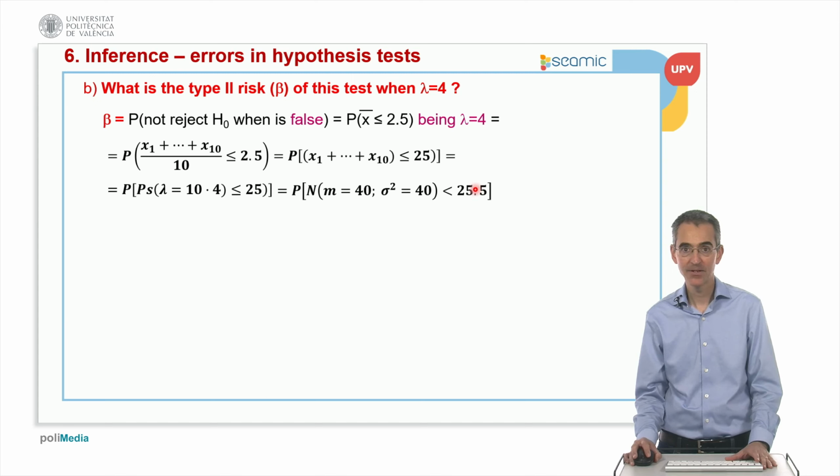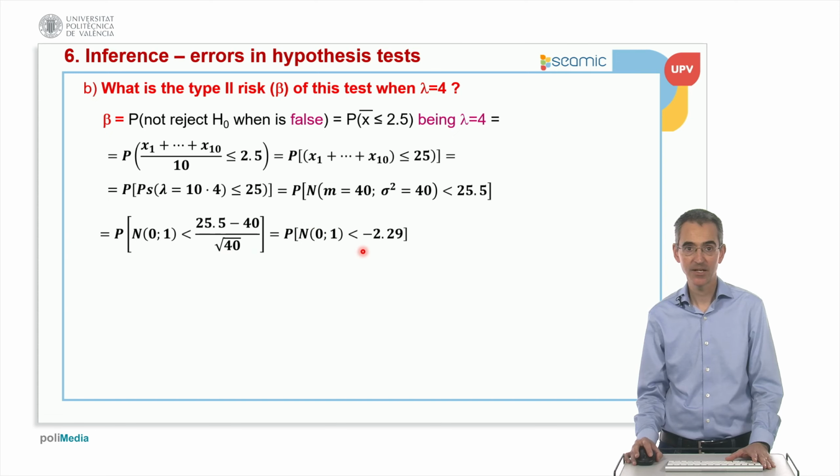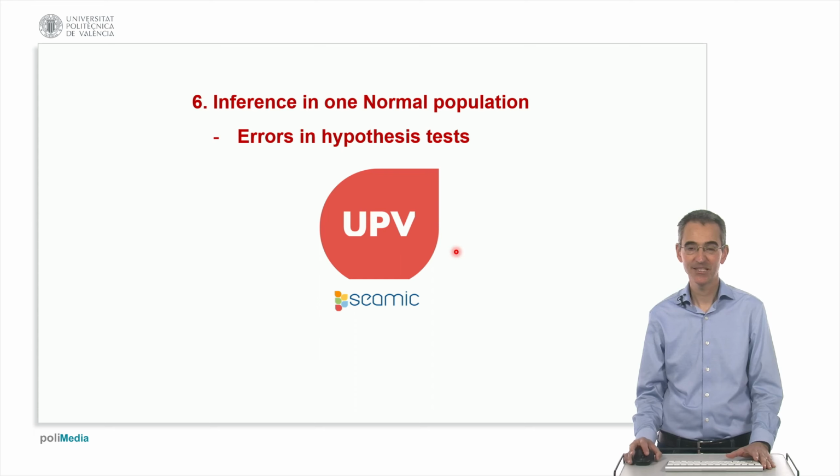We add 0.5 here as a continuity correction because this discrete distribution is approximated by a continuous distribution. The rule of the approximation is also included in the math tables. This was explained in a video on the formulas of the normal distribution. So the average is 40 and the variance is 40. Then we standardize: we subtract the mean, divide by the standard deviation, and look this value up in the standard normal table, and finally we have the solution. And so here I finish this video about errors in hypothesis tests.